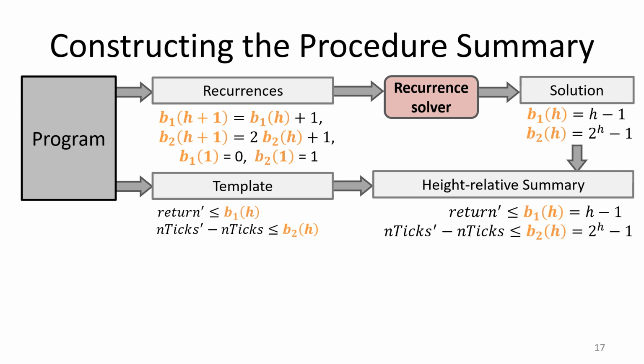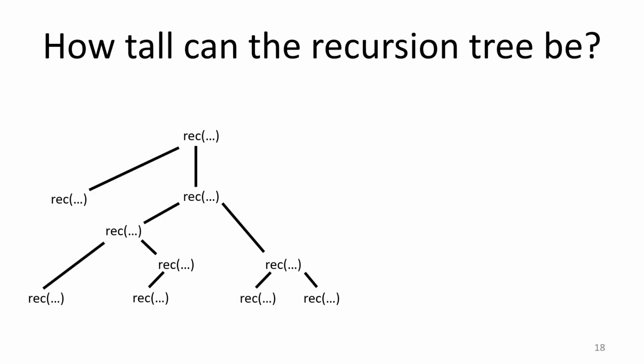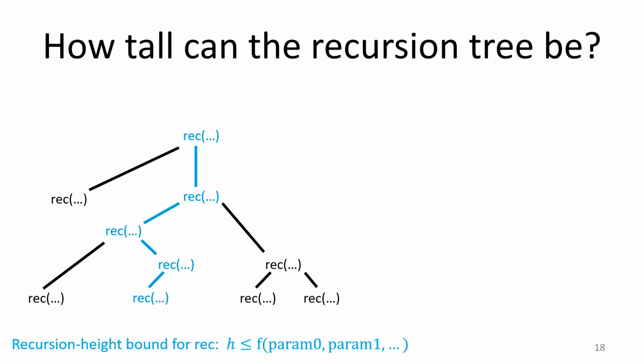We have a further analysis, which I'll describe next, that obtains a bound on the maximum possible height of the tree of recursive calls in terms of the procedure's parameters. I won't go into much detail about this height-bound analysis. It's another recurrence-based analysis, and it attempts to find an upper bound on the number of recursive calls that we can go through before reaching a base case.